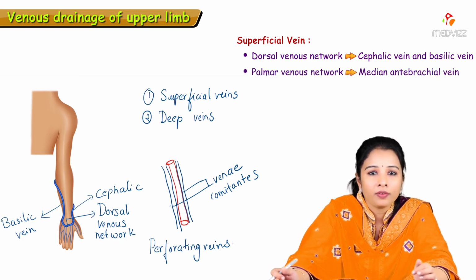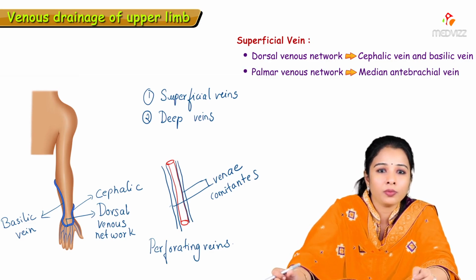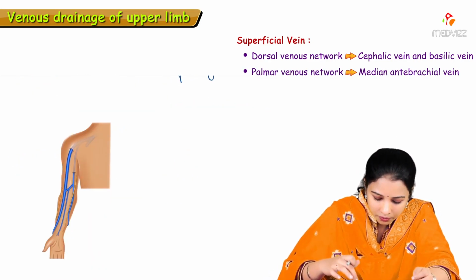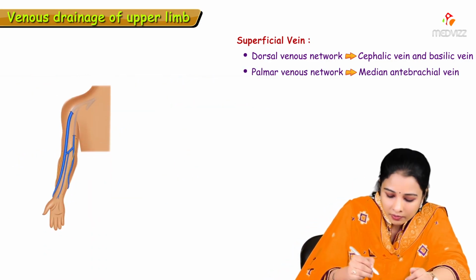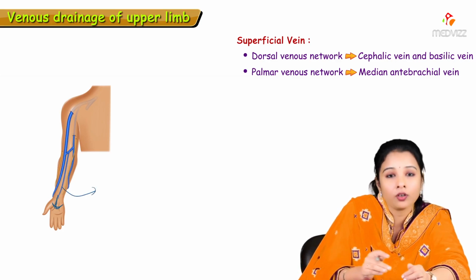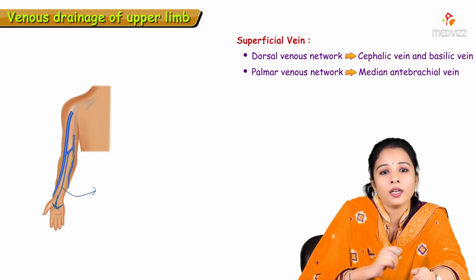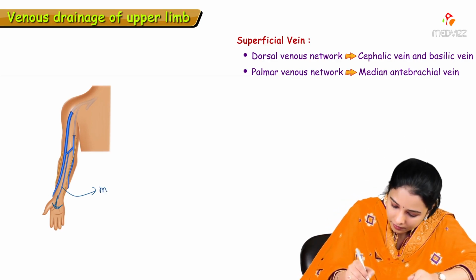The palmar venous network, located in the palm of the hand, gives rise to the median antebrachial vein. I'll show you. The palmar venous network, which is present in the palm here, gives rise to this vein which runs in the center of the forearm, called the median antebrachial vein.